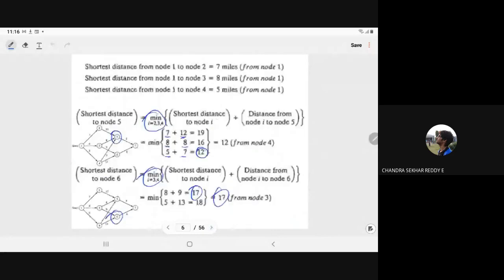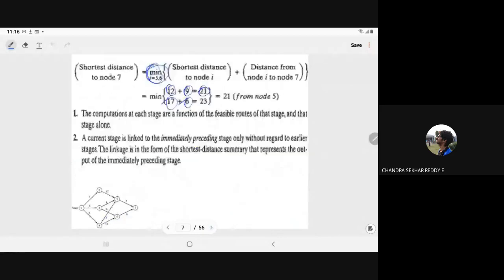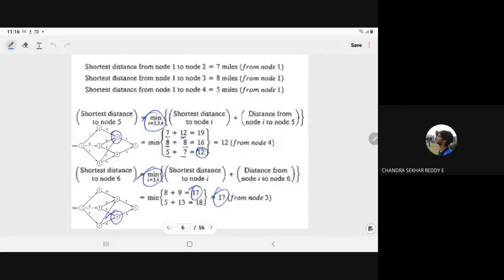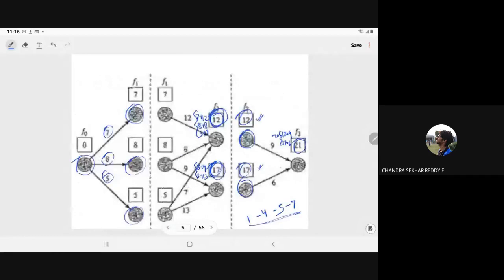That is the main benefit here. So the current stage is linked to the immediately preceding stage only, without regard to earlier stages. We do not have to bother about the earlier stages. The linkage is in the form of the shortest distance summary that represents the output of the immediately preceding stage. Means here we just consider this 12 and this 17, because already we have optimized here. So we will not take care of where we started and what the intermediate steps are.